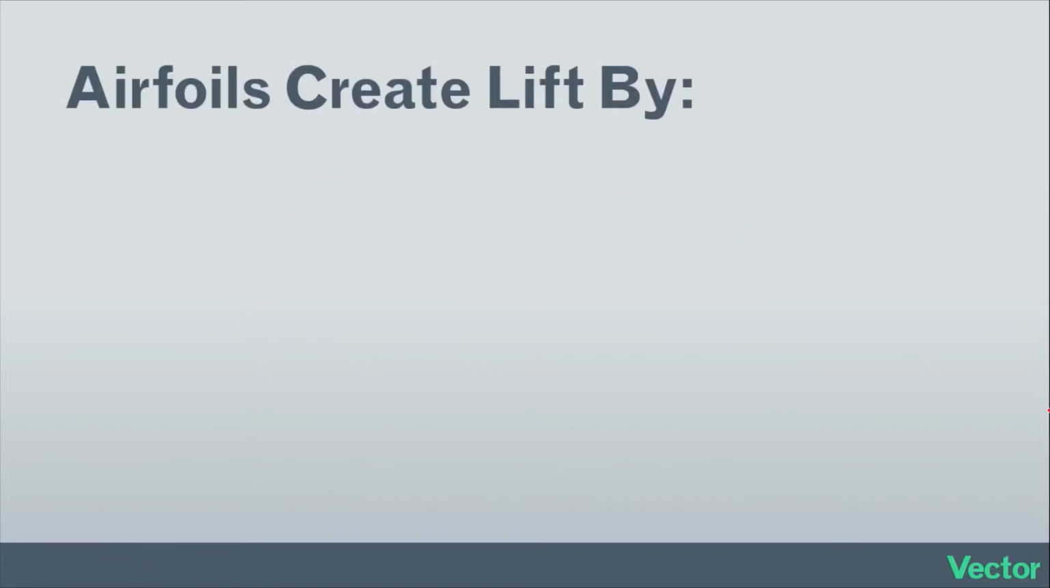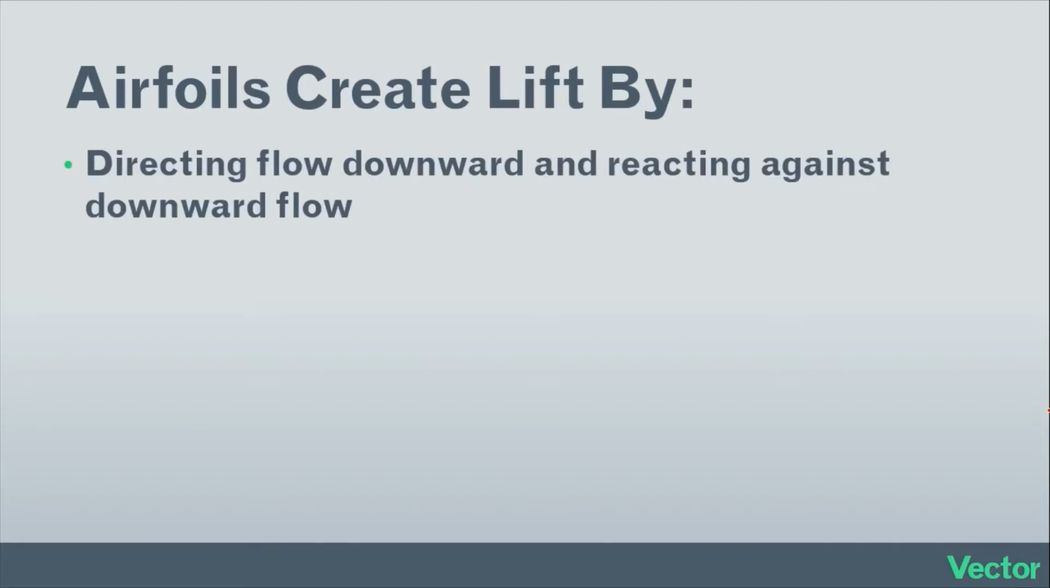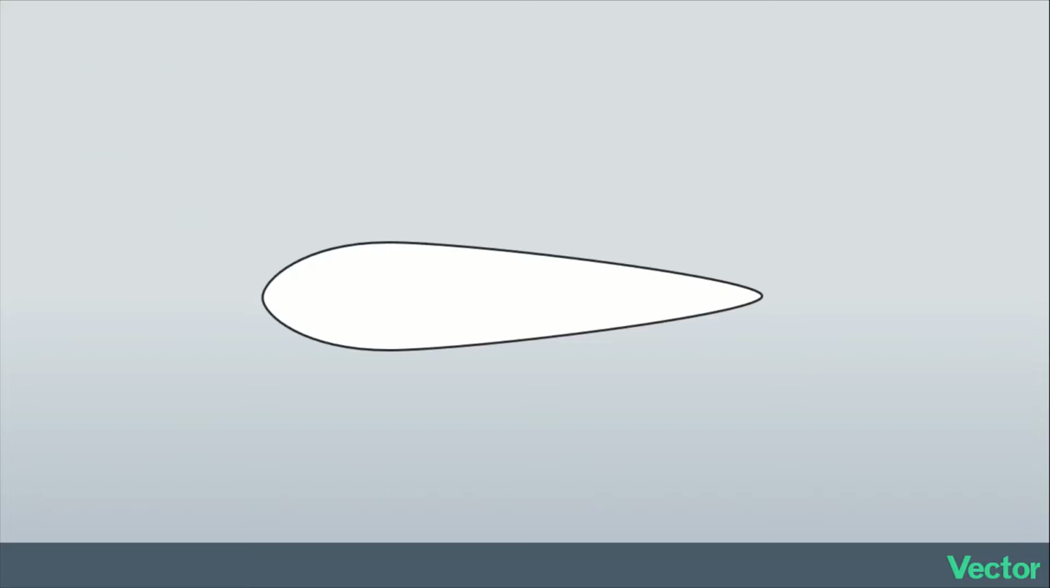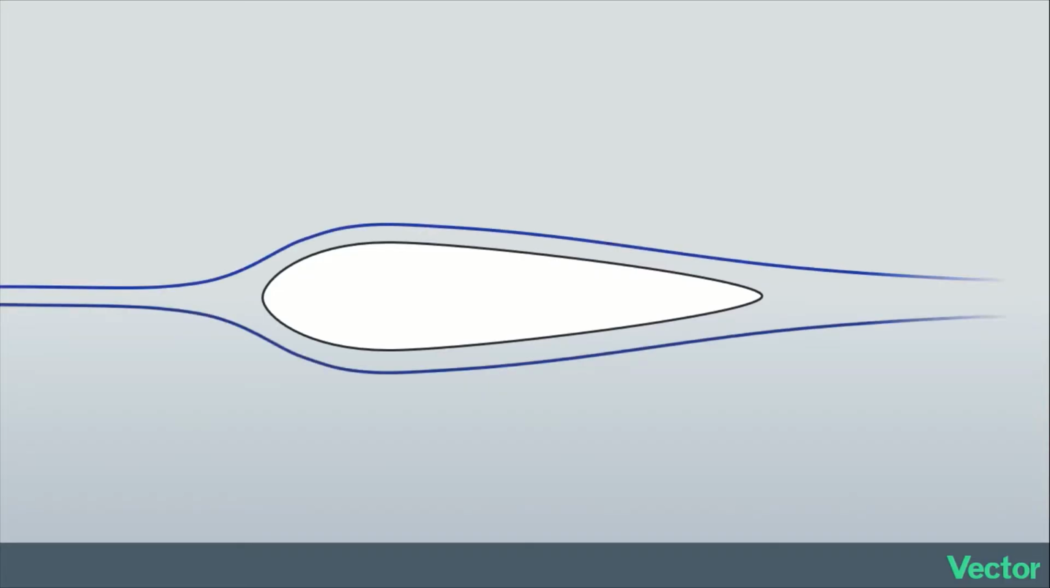Okay, so airfoils create lift in two ways. The first way is by directing the airflow downward and then reacting against that downward flow. So let's look at a symmetrical airfoil. When a symmetrical airfoil is at a zero angle of attack, the airflow will pass over the upper surface and under the lower surface in the exact same way. Whatever happens to the flow above the upper surface is going to happen in the exact same way to the flow underneath the lower surface.